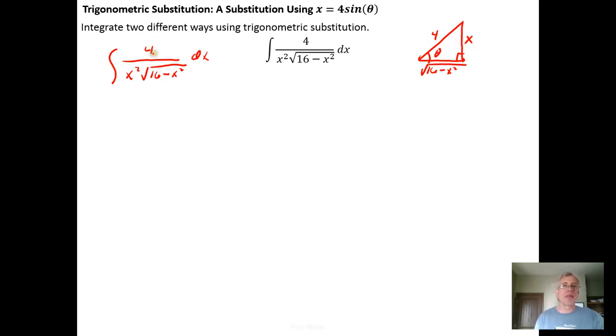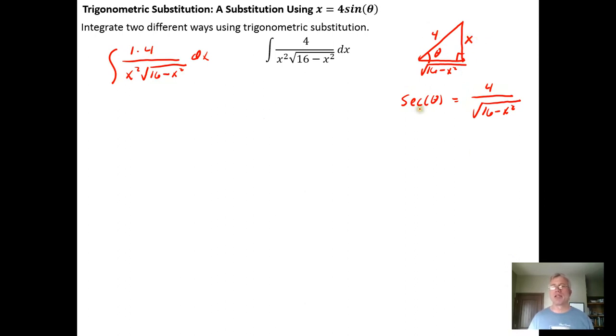For example, here I have 4 over the square root, which has the form hypotenuse over adjacent, and that is going to give me a secant. Using this right triangle, what I see is that the secant of theta is equal to 4 over the square root of 16 minus x squared. I can also see, if I think of this as 1 times 4, that I have a 1 over x squared. The easiest place to get that from is to look at it from this perspective.